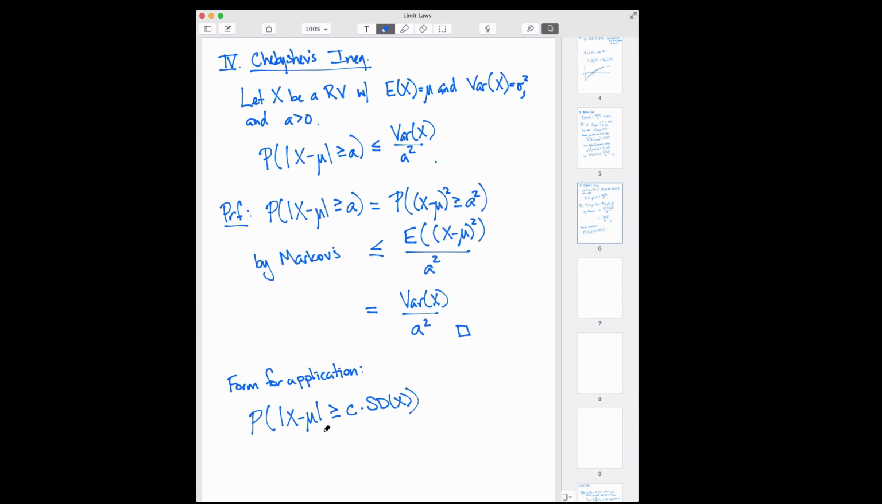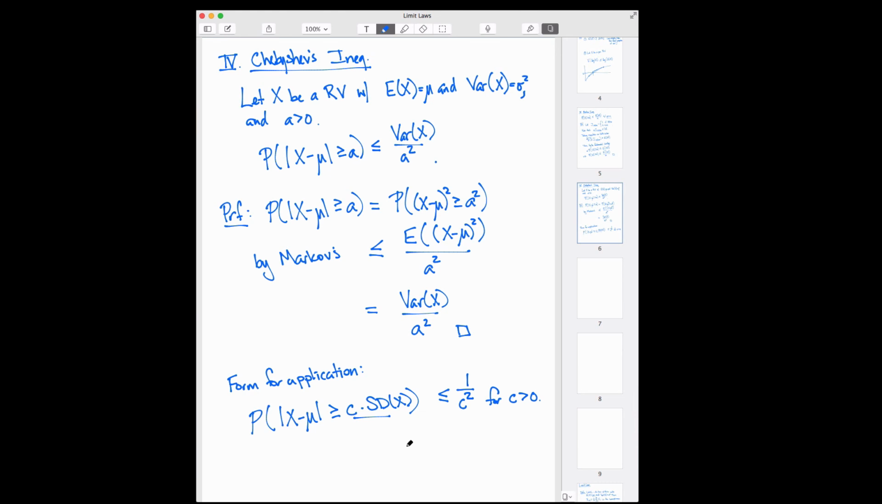Now notice what's going on here. This c times the standard deviation of x is just some new constant. So we're not really changing anything. We're just saying that a is now equal to c times the standard deviation of x. And so we know then that this would be less than or equal to the variance divided by this constant squared, and that would square the standard deviation of x, which would give you the variance. So this happens to be 1 over c squared, for some positive constant c.